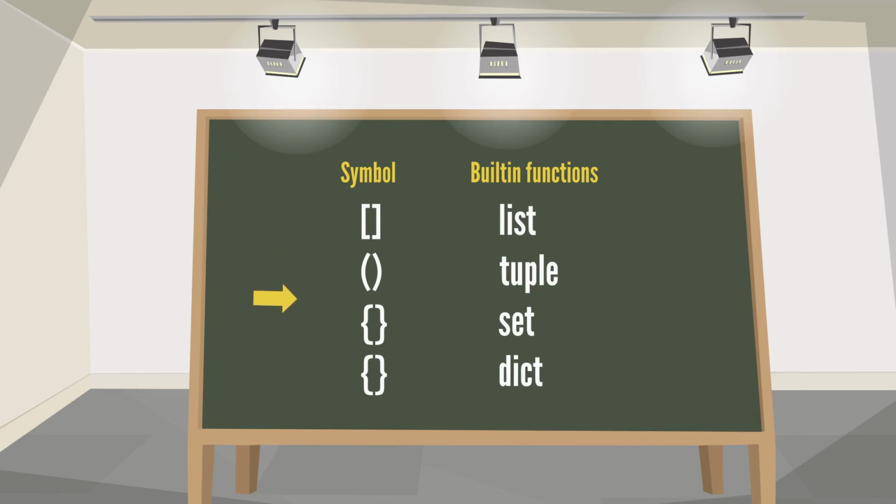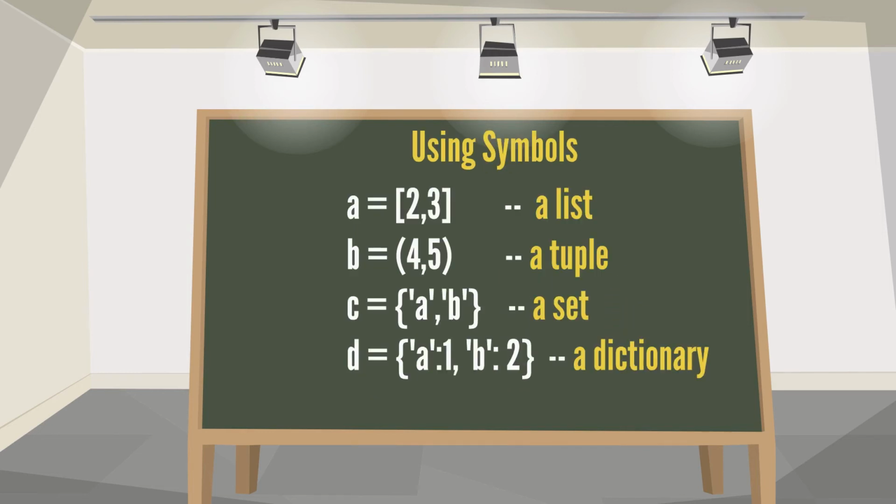So far, the way we created the different data structures is by using different enclosing symbols for the elements. For list, we use the brackets. For tuple, parentheses. For set and dictionary, we use the curly braces. However, we can use the built-in function instead. Here are a few examples of using symbols to create the many different data structures. A is a list, B is a tuple, C is a set, and D is a dictionary.